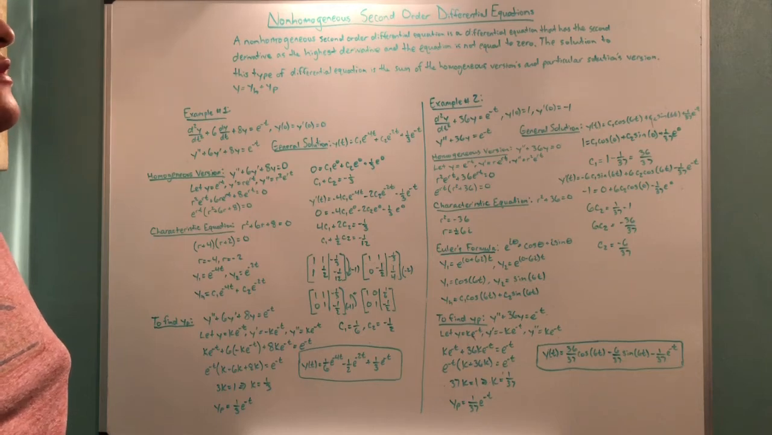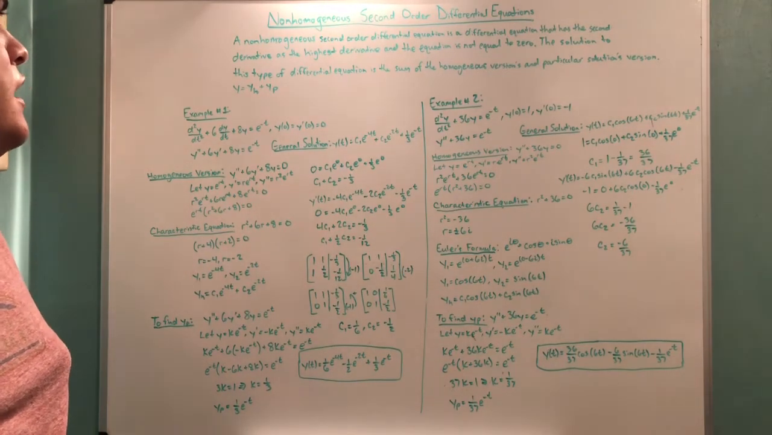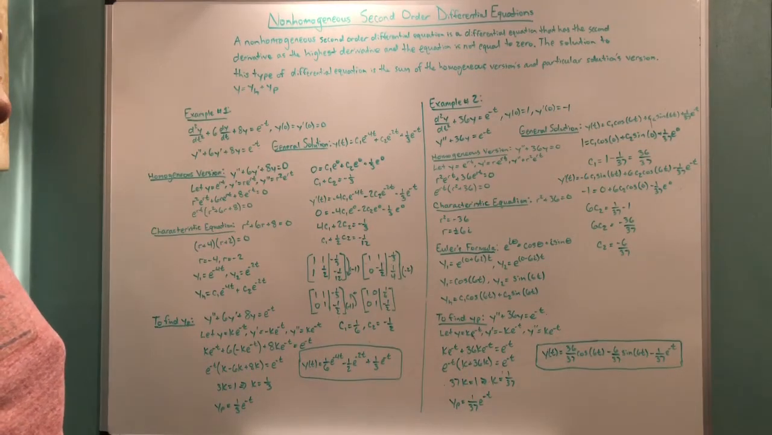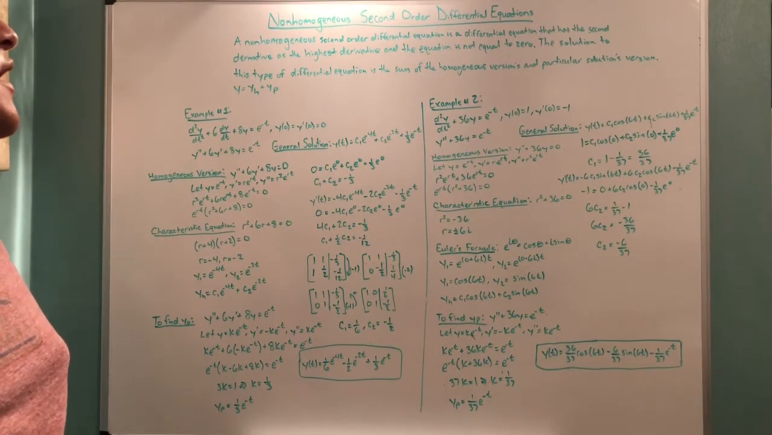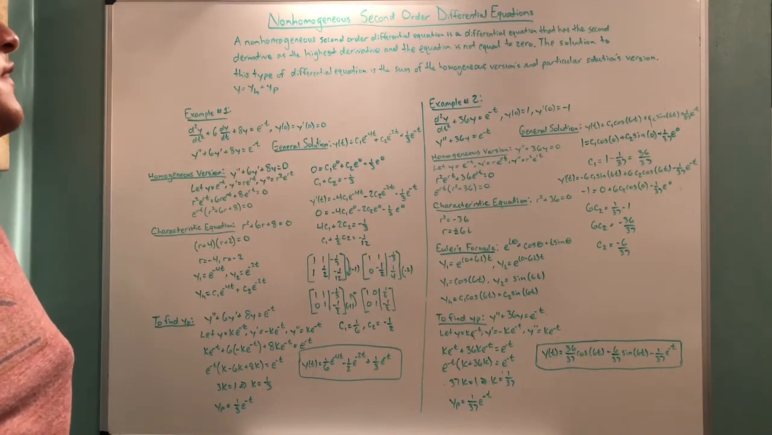Hi, for today's lesson, we'll continue to learn more about non-homogeneous second-order differential equations. A non-homogeneous second-order differential equation is a differential equation that has the second derivative as the highest derivative and the equation is not equal to zero. The solution to this type of differential equation is the sum of the homogeneous version and the particular solution version.